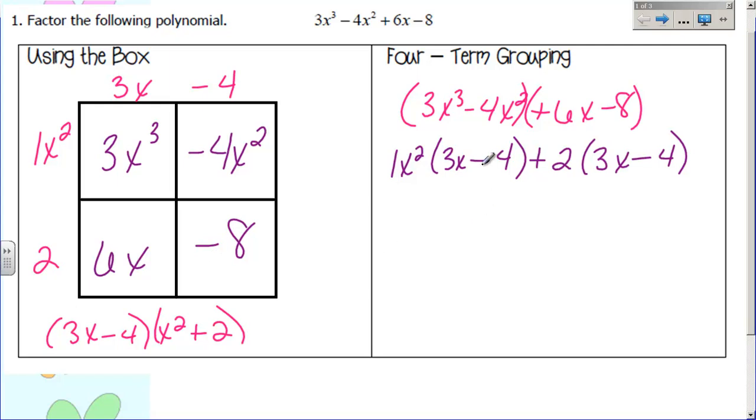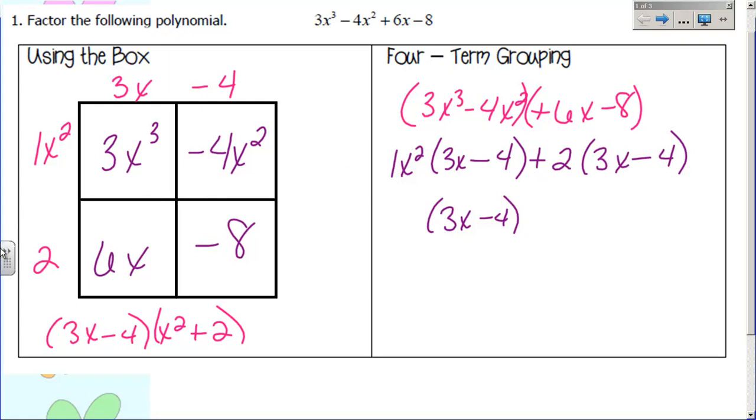Now what you should notice is that the parentheses have the same exact thing inside them. This is an instant check for you. If your parentheses work out and they are automatically the same, you are good to go. If you do this and your parentheses end up with different things inside, then you have made a mistake somewhere. So this is an instant check, and this tells you that one of your factors is 3x minus 4, just like one of my factors here was 3x minus 4.